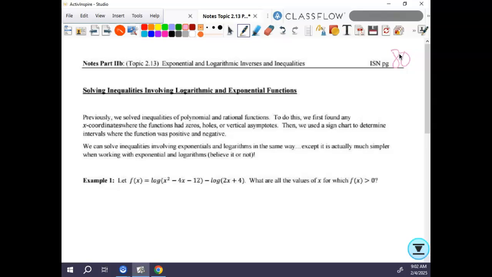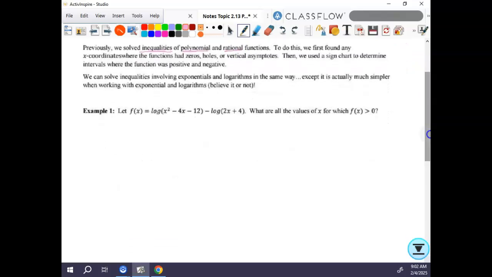So we're finally getting to the inequalities part that's been in the title of this for days. So we know that previously we solved inequalities. We did polynomial and rational functions. So if you recall, when we had inequalities, we found any x coordinates where we had zeros, holes, or vertical asymptotes. Okay, so we had to factor and do things and find all that stuff.